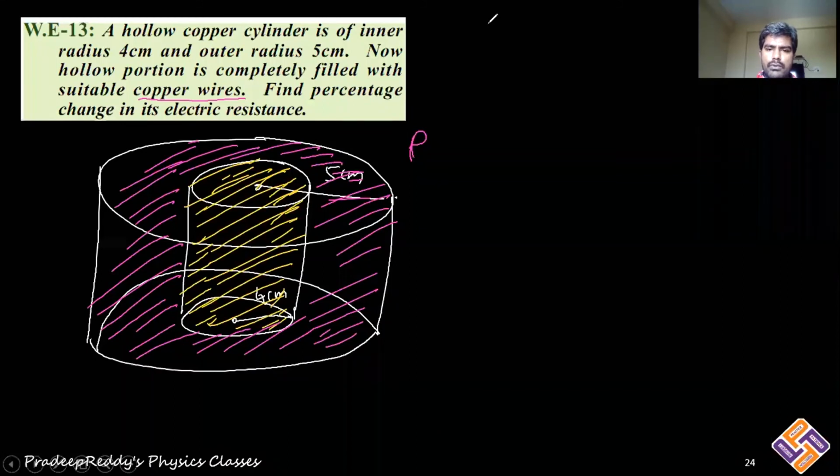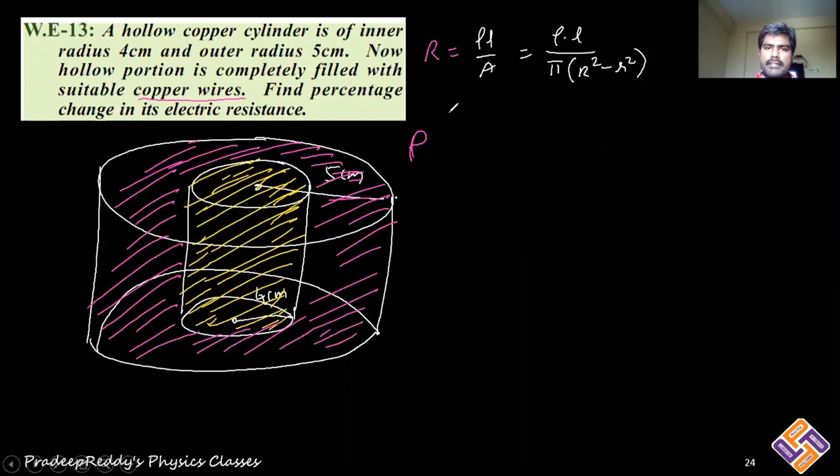R is equal to, what is the formula for resistance of the cylinder? R is equal to rho L divided by A. But what is A? A is the area of cross section of this cylinder. The cylinder's area of cross section is pi into capital R square minus small r square, or outer radius whole square minus inner radius whole square.